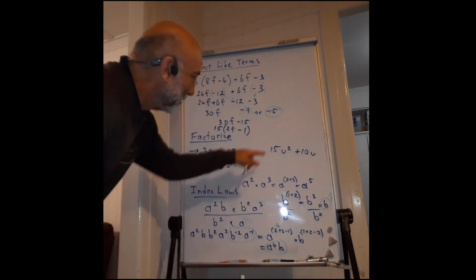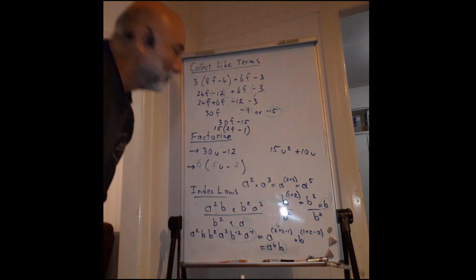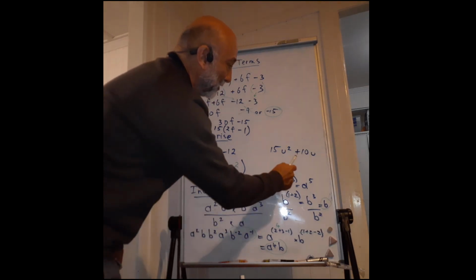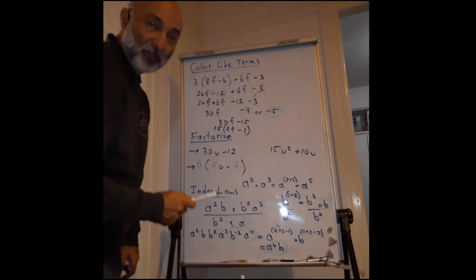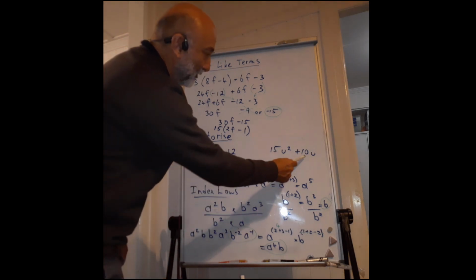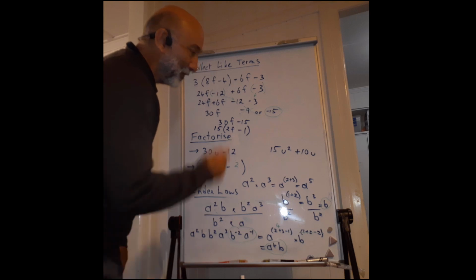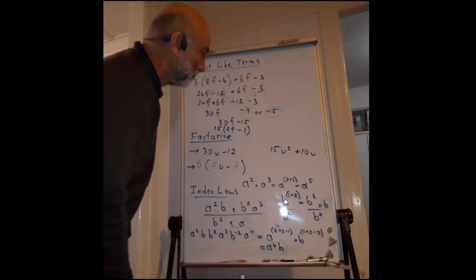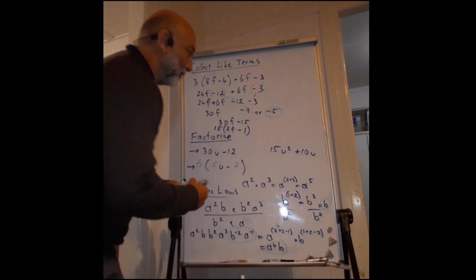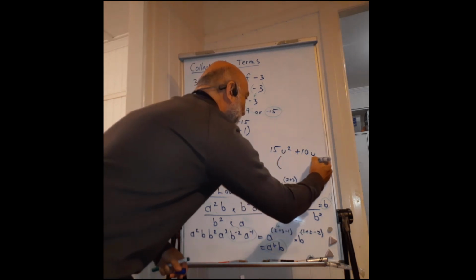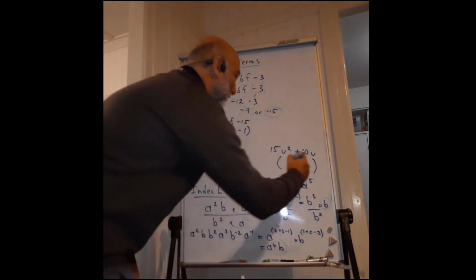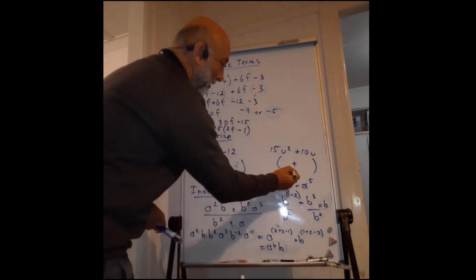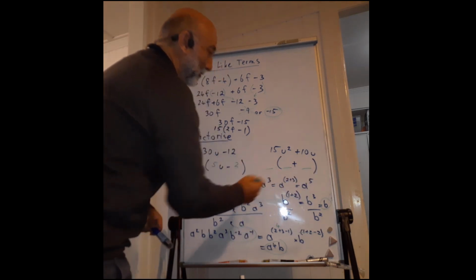Okay, so let's go back here again. So we have 15 times u^2 plus 10 times u. Now there's a couple of things that we can do here. We can factorize the 15 and the 10, but we can also factorize the two terms with the variable u in it. So what we're going to do is think about it this way. We're going to set up brackets. We're going to have a plus here in the middle. And then we're going to have something here, and something here.